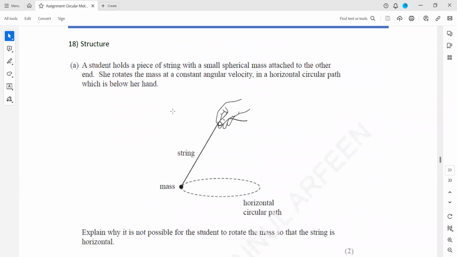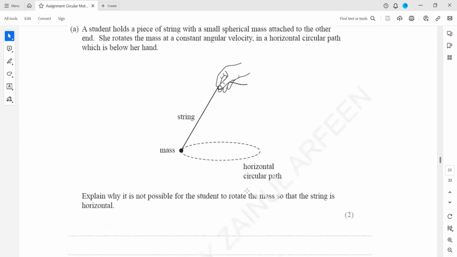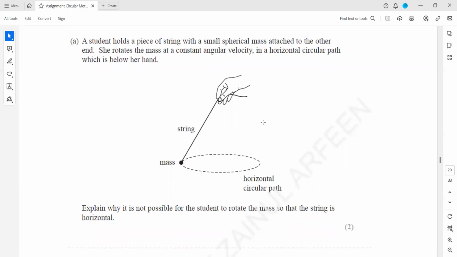In question 18, a student holds a piece of string with a small spherical mass attached to the other end. She rotates the mass at a constant angular velocity in a horizontal circular path, which is below her hand. Explain why it is not possible for the student to rotate the mass so that the string is horizontal. Why can a student not rotate this object horizontally in this manner?